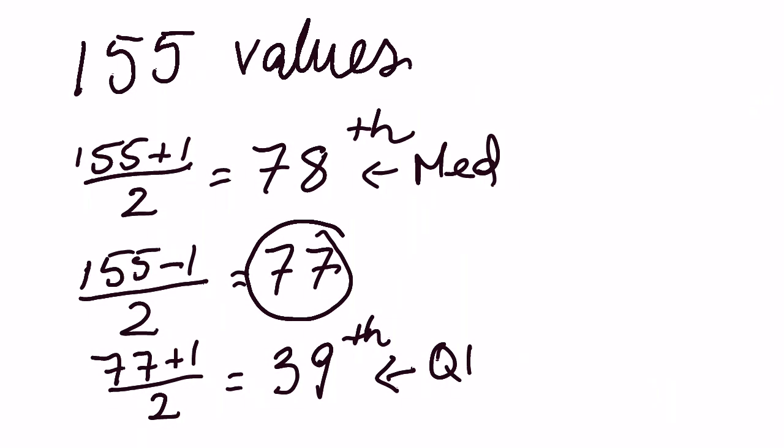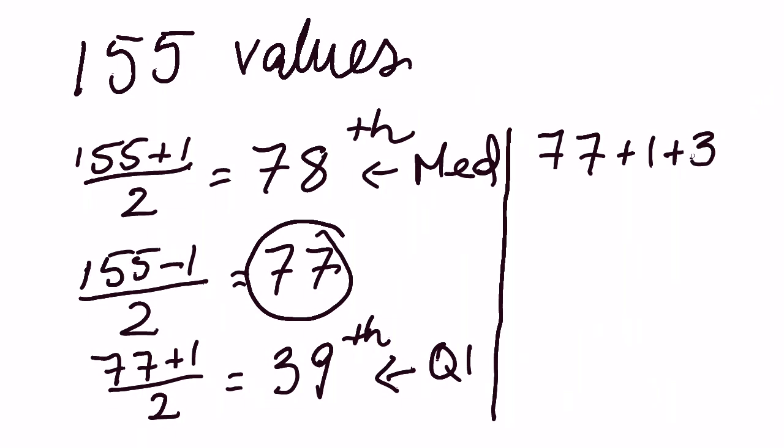Now, finding Q3, which value is it going to be? We just need to do some thinking about this. We've got 77 values in the bottom half, then we've got our median, and then after that we need to count 39. So that's going to bring us to 117, I think. The 117th value for Q3.